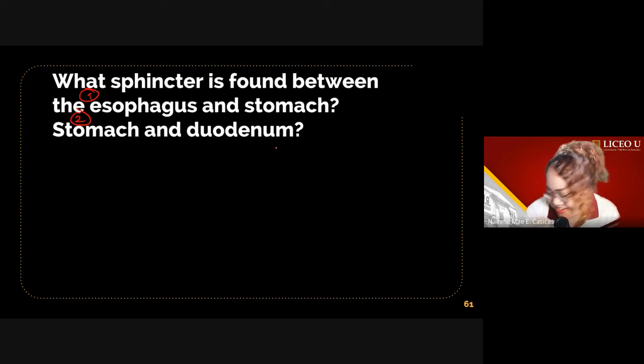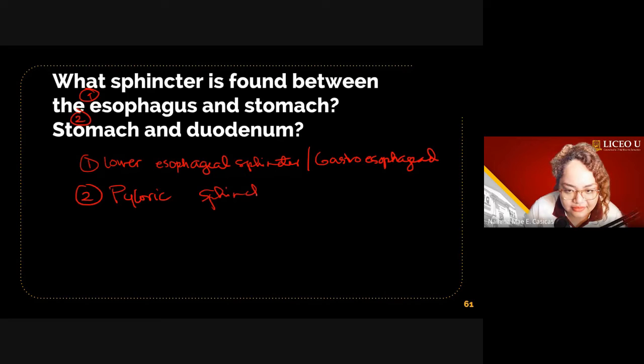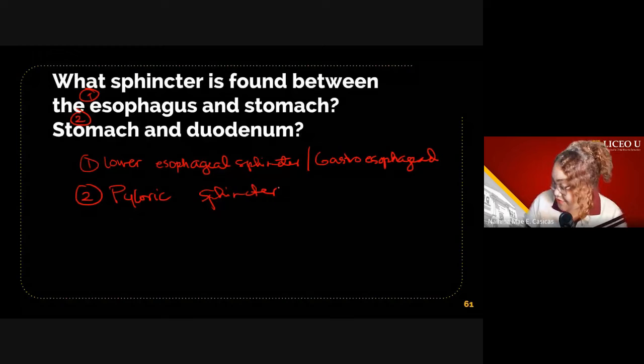Okay, correct. So, earlier, number one is the lower esophageal sphincter, or what you call the gastroesophageal sphincter. And number two would be the pyloric sphincter. All right. So you know your sphincters already. That's great. Okay, second question.